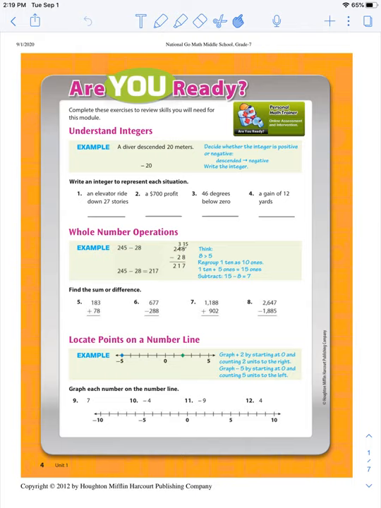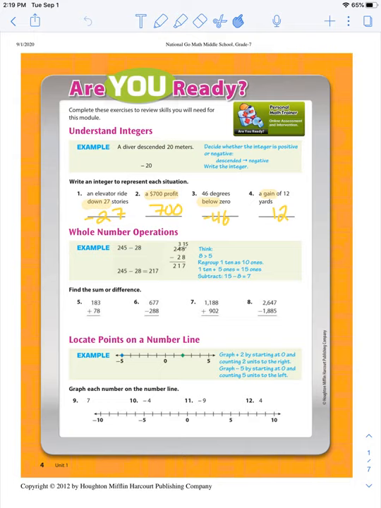So this first section, understanding integers, we did the example together. A diver descended 20 meters. Because he descended, it's negative, so we write negative 20. And then we went through 1 through 4. An elevator ride down 27 stories is going to be represented by negative 27. A $700 profit is going to be represented by positive 700. 46 degrees below zero is represented by negative 46. And a gain of 12 yards is represented by positive 12.